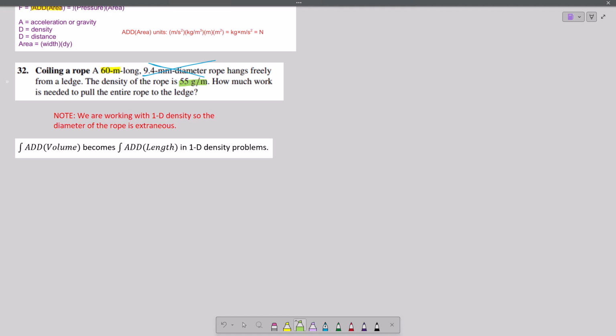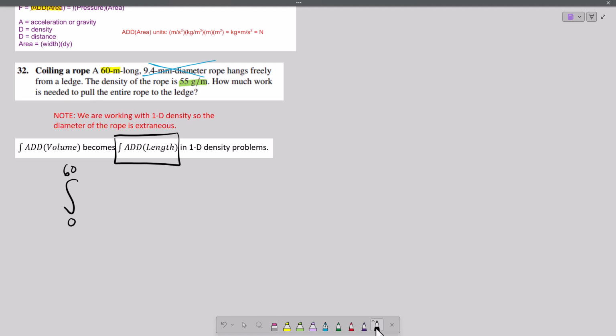Not 3 dimensions. So our acronym becomes this. This whole parenthetical part is just dy. Right? There's no area. We don't put in an area. So normally we do area multiplied by dy. We're just ditching the area, so it's just a dy. So this becomes integral. We're dealing with 60 meters, so 0 to 60.